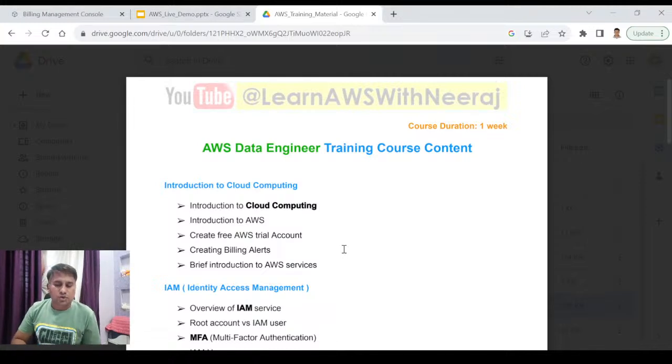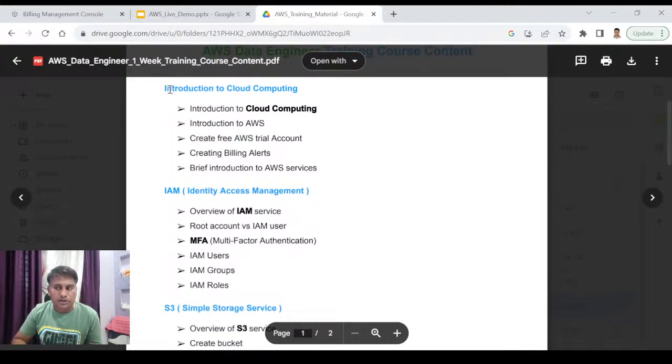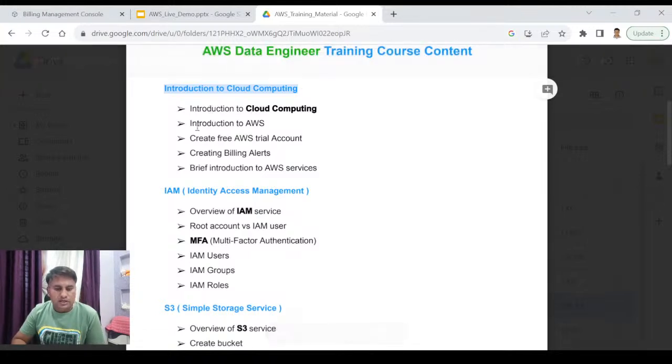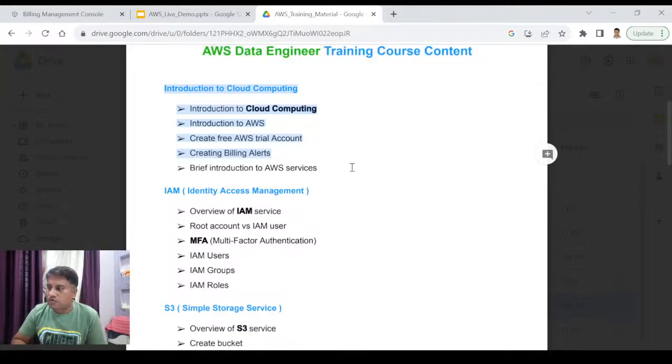Okay, so this is the course content for 1 week. The first section, introduction to cloud computing, we have already talked about it. It covers introduction to cloud computing, introduction to AWS, creating a free trial account, creating billing alerts, and a brief introduction to AWS services. This first section we have already covered today. That means out of the 7 day training program, this part is already done.